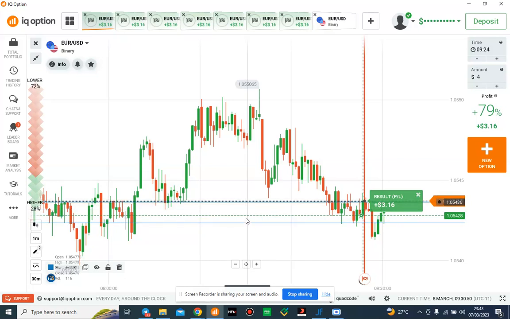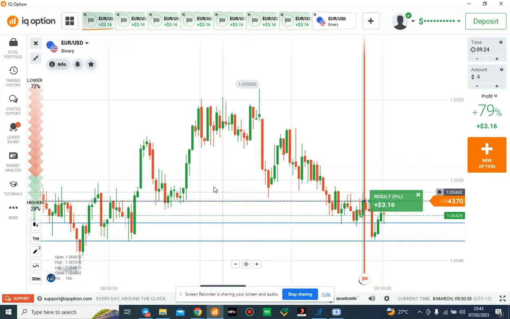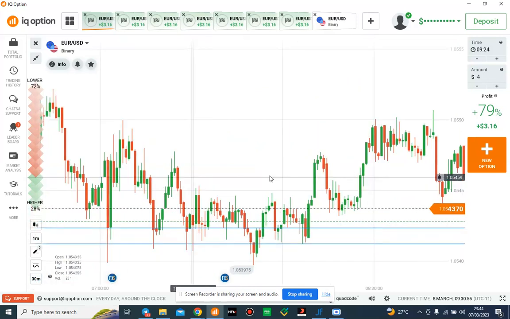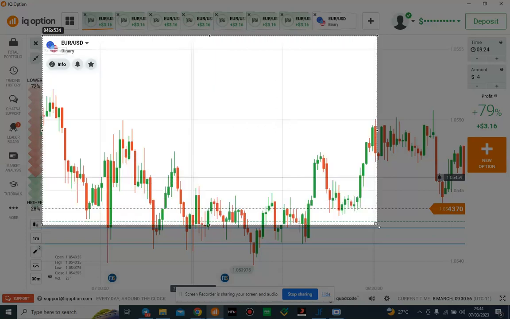Because this is buyer's zone. This is buyer's zone on the left side. Check on the left side. You can see so many weak rejections.